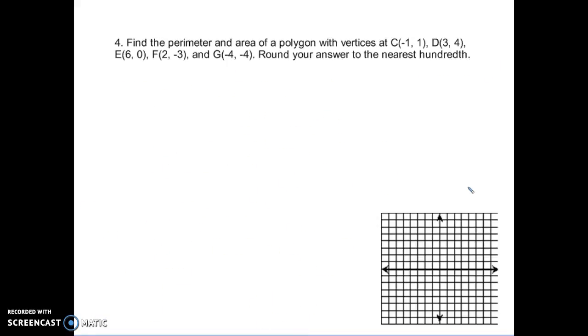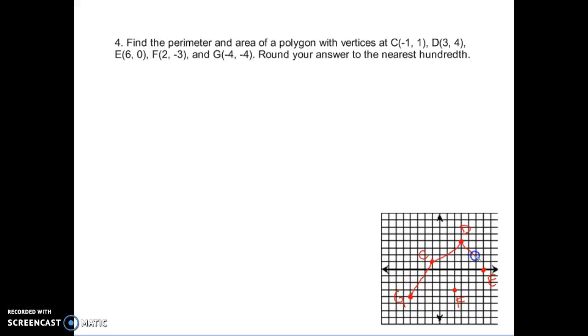Then we want to find the perimeter in number 4 of a polygon with vertices at C, D, E, F, and G. I want to find the perimeter, so I'm just going to graph it. So you have (-1, 1), (3, 4). It's kind of hard to see my x and y axis here. (6, 0) I believe is right there, and (2, -3), and (-4, -4). And so that is C, D, E, F, G.